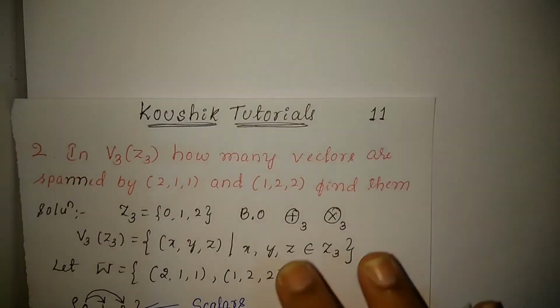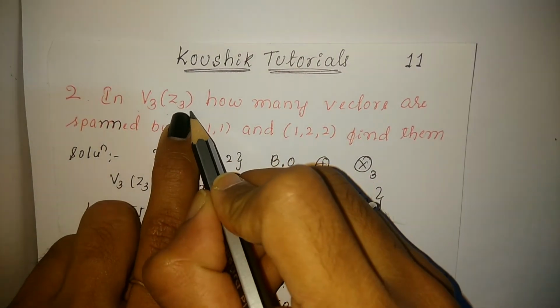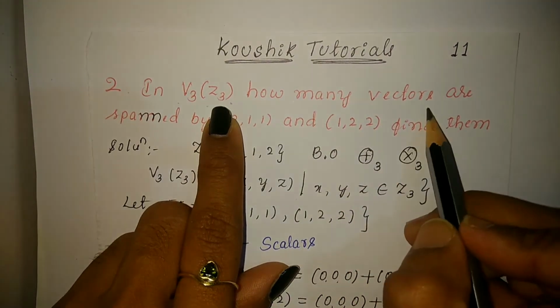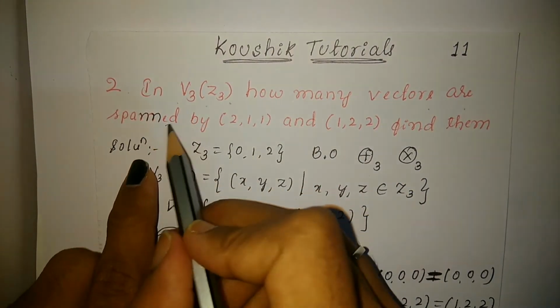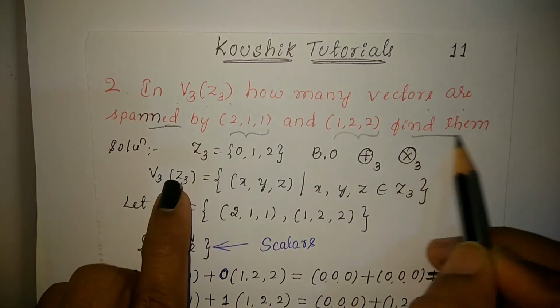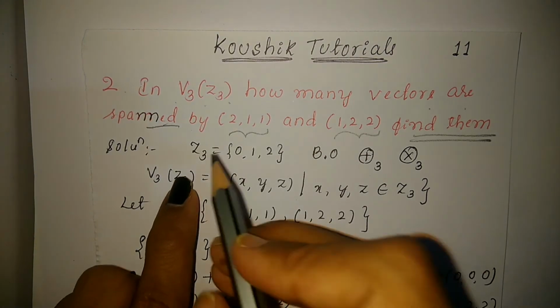So I am considering the next question. So this is the question. In V3 of Z3, same, Z3 is 0, 1, 2. How many vectors are spanned by the vectors 2, 1, 1 and 1, 2, 2? Find them. Okay. So similar to the previous problem, here I am considering Z3.